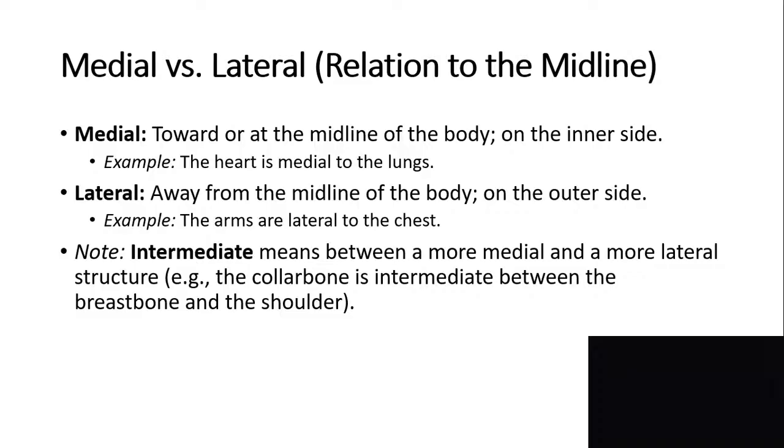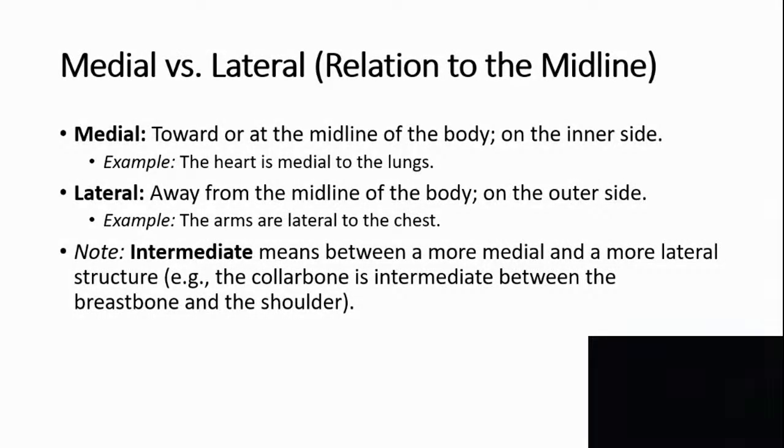Next is about the lateral, which will mean away from the midline of the body on the outer side. For example, the arms are lateral to the chest, meaning that when you look at the arms, they tend to be to the outside perspective compared to the chest. So note that intermediate means between a more medial and a more lateral structure, e.g. the collarbone is intermediate between the breastbone and the shoulder.